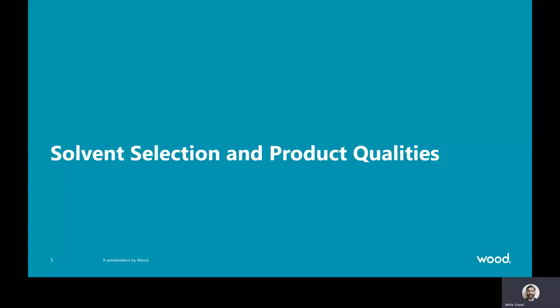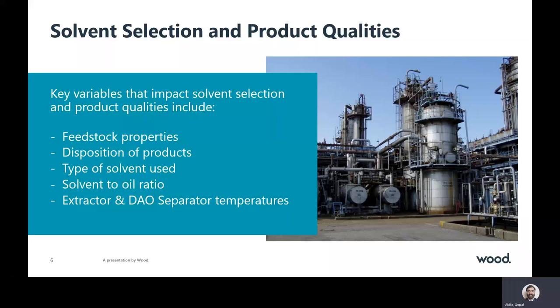Solvent selection and product qualities. There is a relationship between SDA feed contaminants, solvent, and the resulting qualities. How to select solvent and determine product qualities? Let me explain. The key variables are feedstock properties, disposition of the products, type of solvent used, solvent-to-oil ratio, and extractor and DAO separator temperatures.